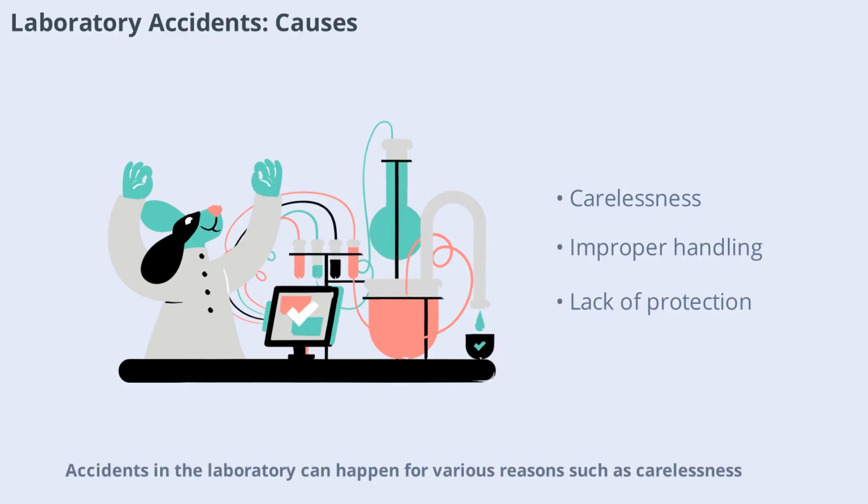Accidents in the laboratory can happen for various reasons, such as carelessness, improper handling of chemicals, or not following safety rules. It's important to identify the most common causes, like spilling chemicals, using faulty equipment, or not wearing protective gear. Understanding these causes helps you prevent accidents and answer exam questions on laboratory safety. Always follow safety guidelines and report any hazards immediately.